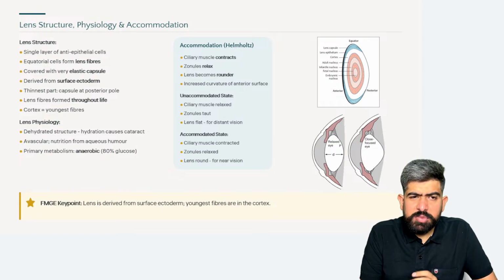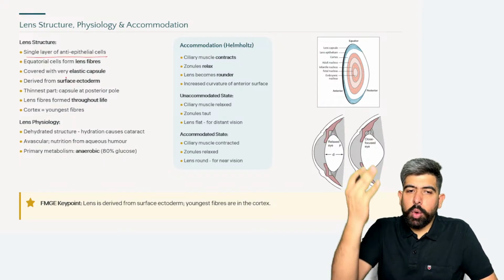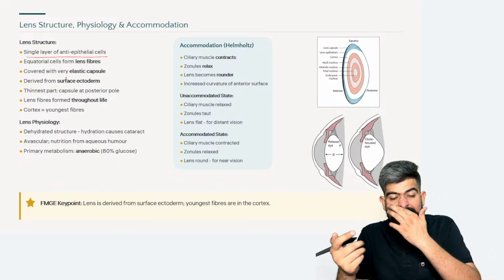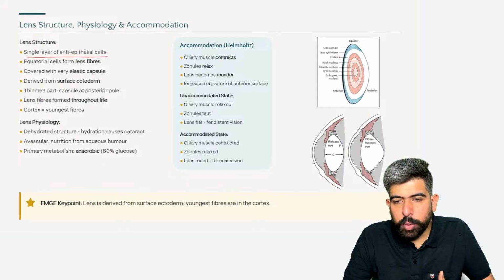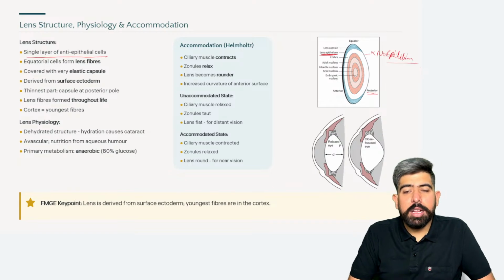So first of all, listen about it, your lens structure has a single layer of anterior epithelial cells. So the only and only is the single layer. Anteriorly we have the epithelial cells. The posterior side we don't have any epithelium. Please remember about it. So you can see over here, this is the lens epithelium in the diagram, just on the anterior side. The posterior side, you can see, there is no epithelium. Clear? Please remember there is no epithelium on the posterior side.